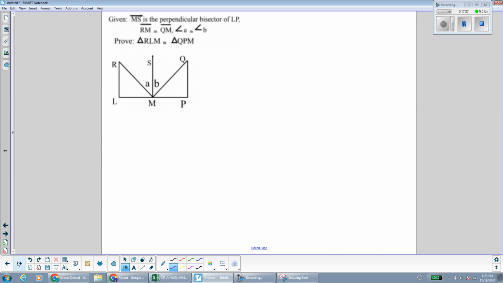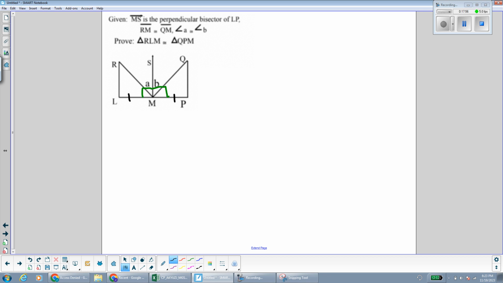Okay, for this one over here, our given information states MS is the perpendicular bisector of LP. Remember, perpendicular bisector is a two-part word. The perpendicular part means MS and LP make right angles where they intersect. The bisector part means that MS is splitting line segment LP into two congruent pieces. So LM is congruent to MP.